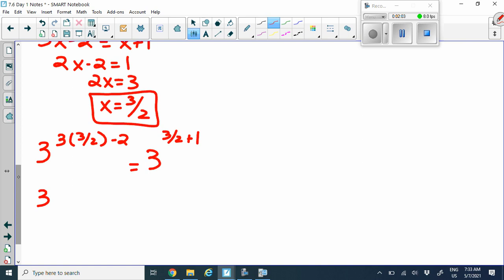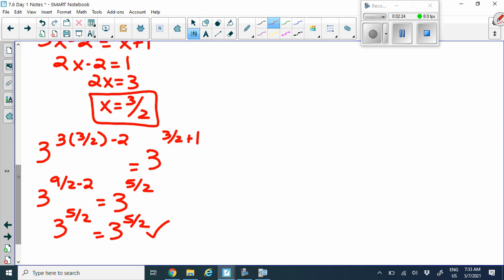So 3 times 3/2 gives me 9/2 minus 2. 3/2 plus 1 will give me 5/2. And you can plug this also in your calculator. So I get 3 to the 5/2 equals 3 to the 5/2, and we know that's going to be the same. So it works out. x equals 3/2. I did this correctly. I got the right answer.